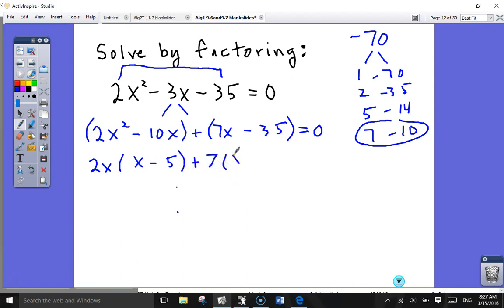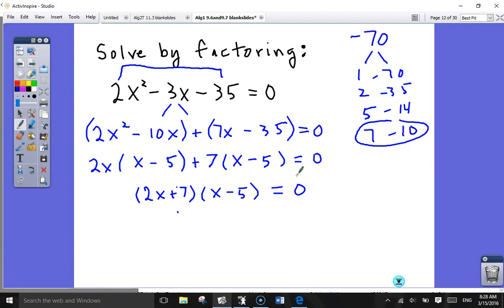7 times x minus 5. Okay, which is good because that has to be the truth, right? The same thing in parentheses. Okay, last step of factoring is, right? There's going to be an x minus 5. What goes in the other set of parentheses? 2x plus 7. Okay, so now we've changed it to a factored form equals 0.